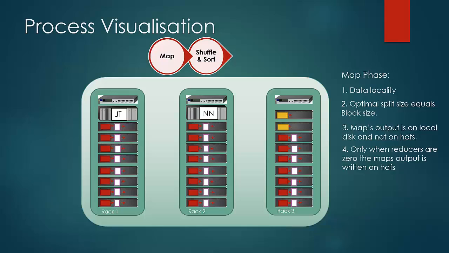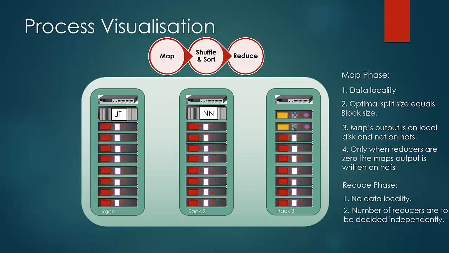Then comes the reduce phase. As you can see, the reducer won't get the data locally. It would be fetched from the network. Second thing to be noted is that the number of reducers is not decided based on the input size, like in the case of maps, which depends on input size and split size. The number of reducers is decided independently.